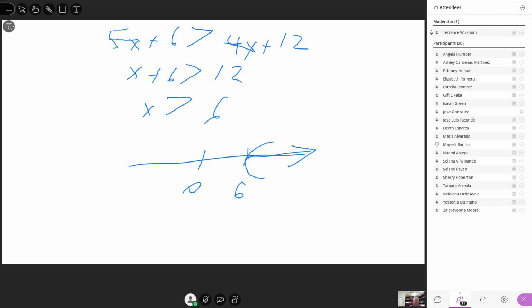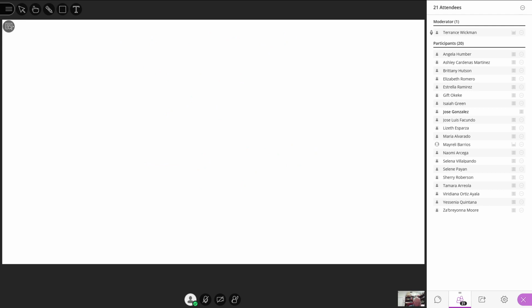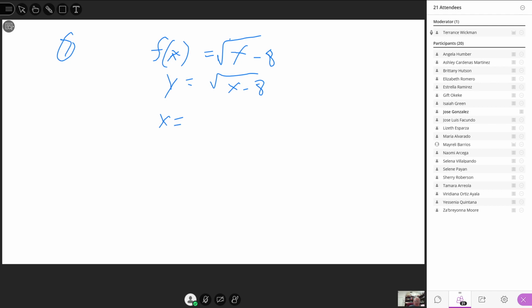The next one, the inverse. We are given f of x, and this is number 7. f of x is equal to the square root of x minus 8. The rule for finding the inverse is, we know that this is technically y equals the square root of x minus 8. We're going to change the x's and y's and get the y by itself. So we now have x equals the square root of y minus 8. We're going to square both sides.